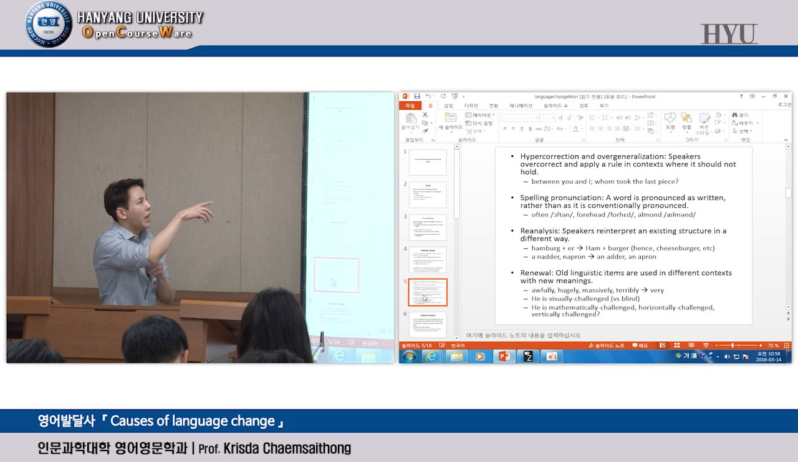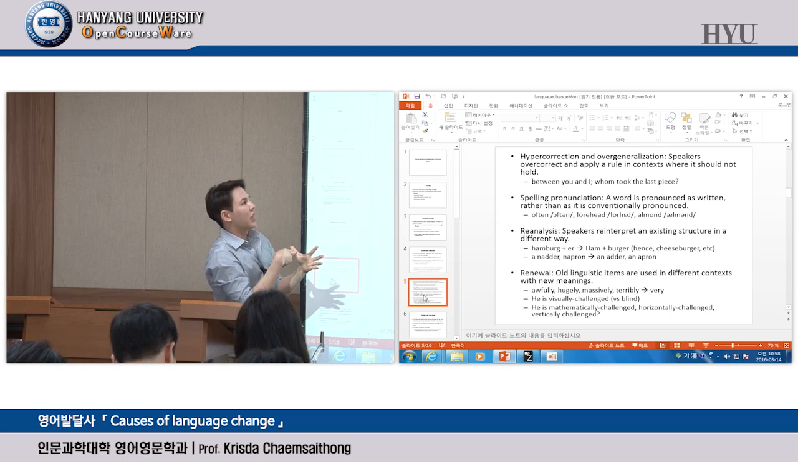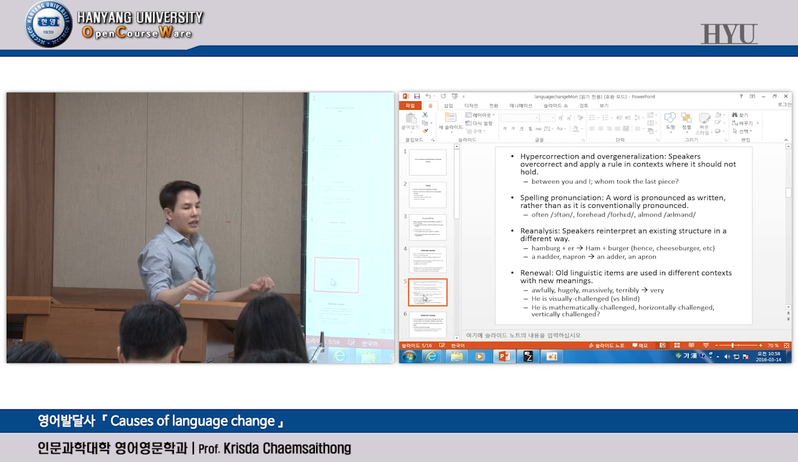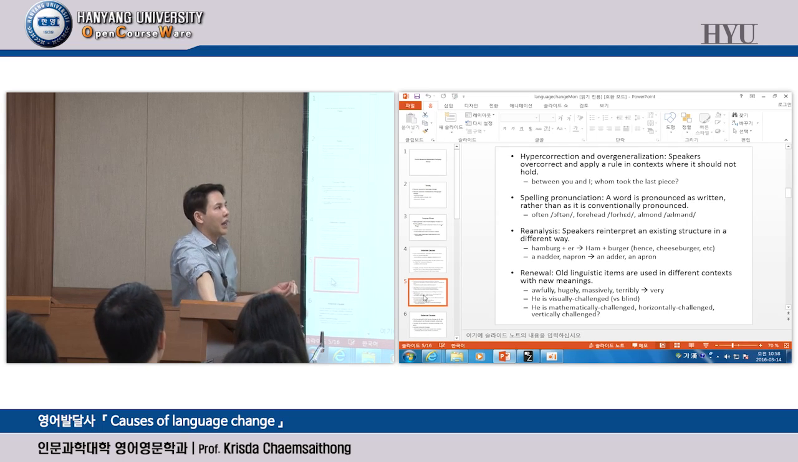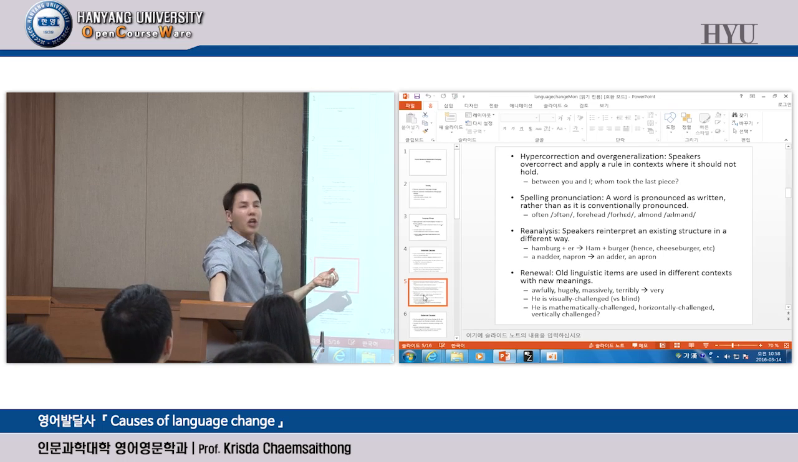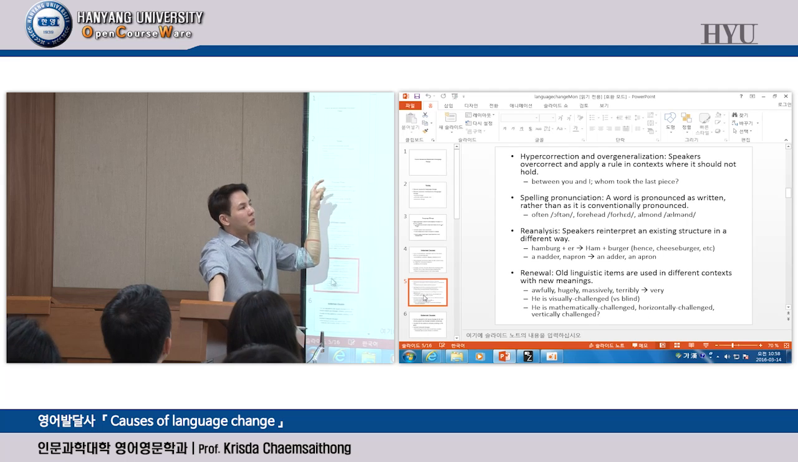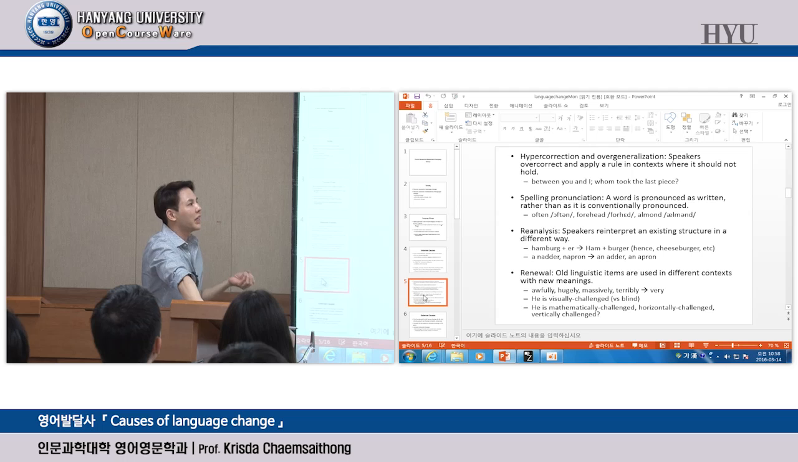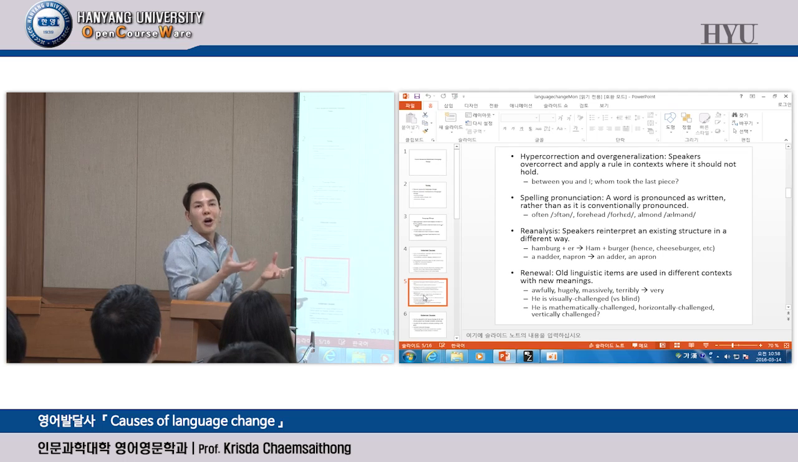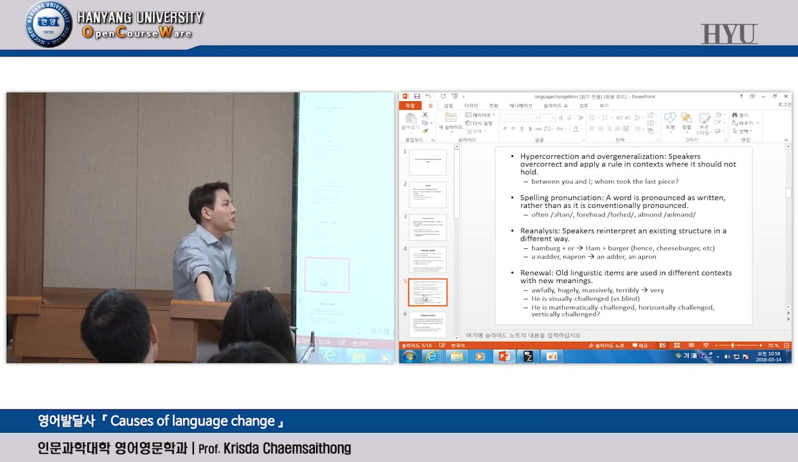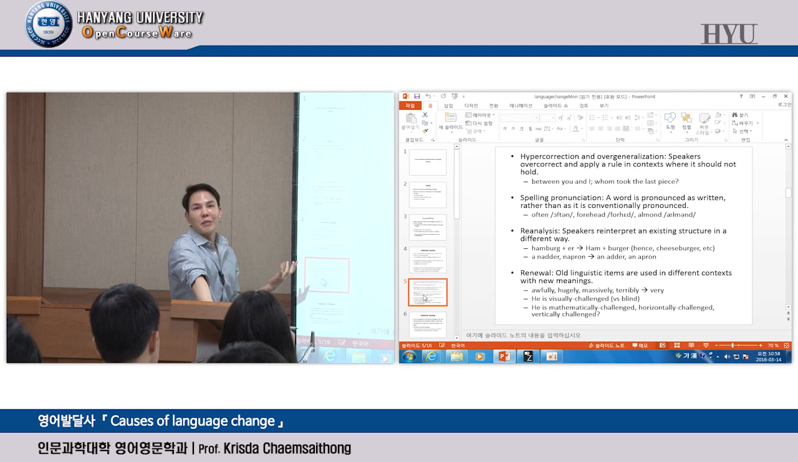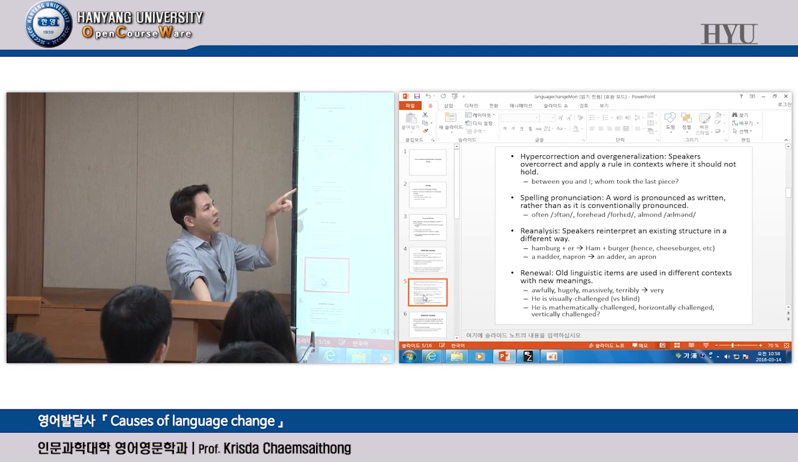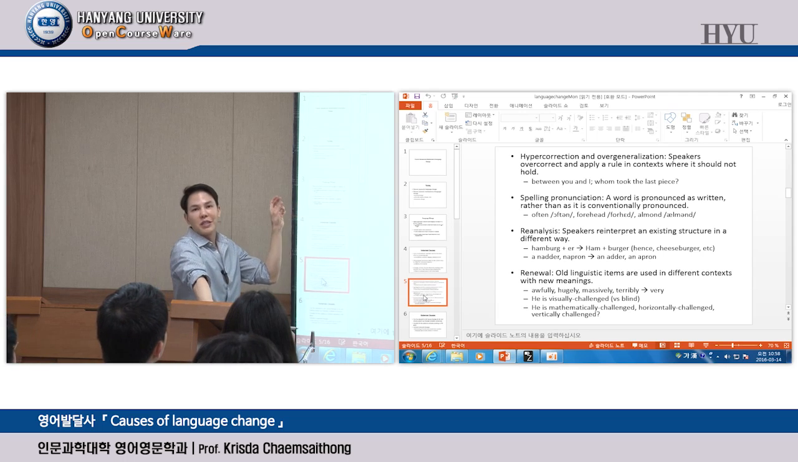On the next page, we have hypercorrection. Hypercorrection has to do with the fact that speakers overcorrect and apply a rule in contexts where it should not apply. So, for example, between you and I should be between you and me, right? But people think that the me form is wrong, so they hypercorrect themselves and use between you and I, when in fact the me form is the correct one.